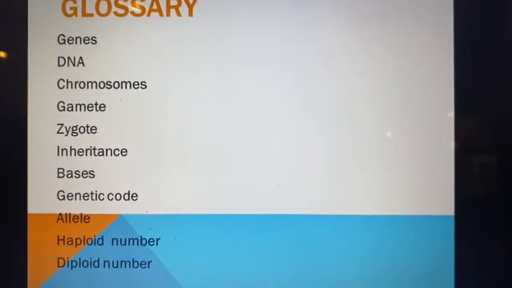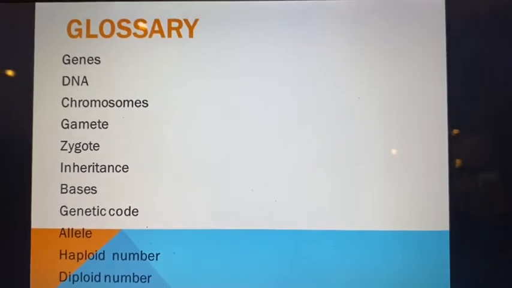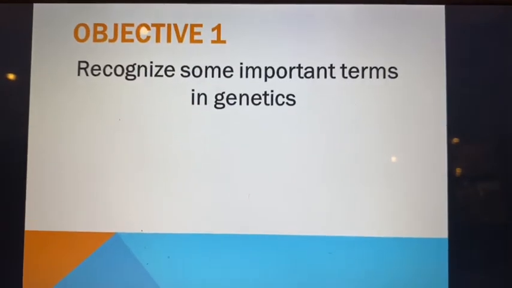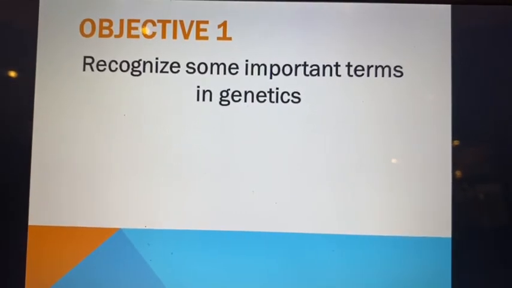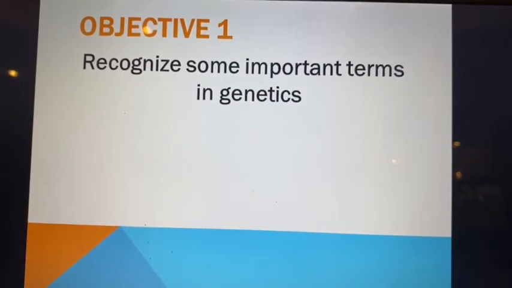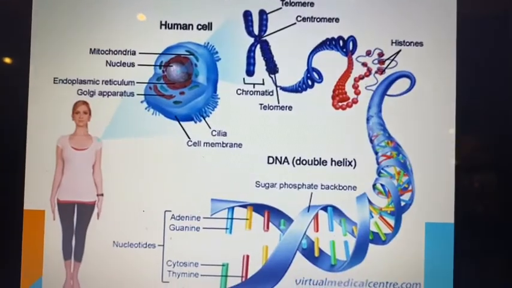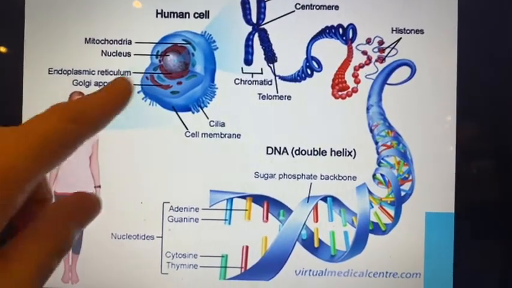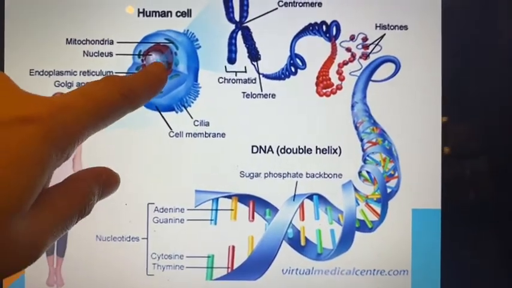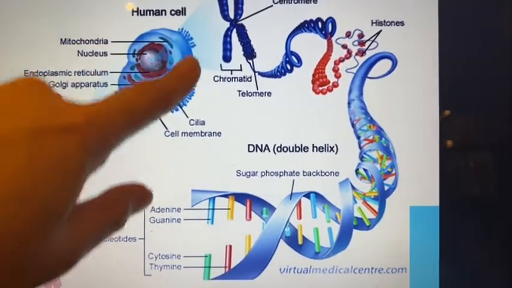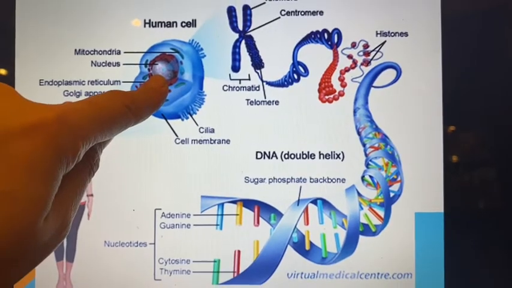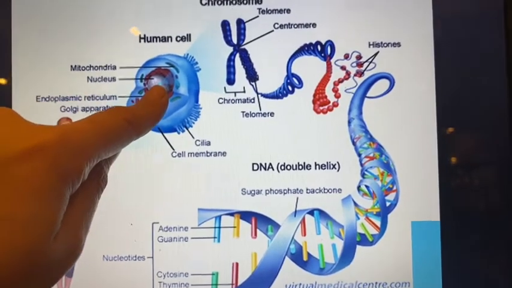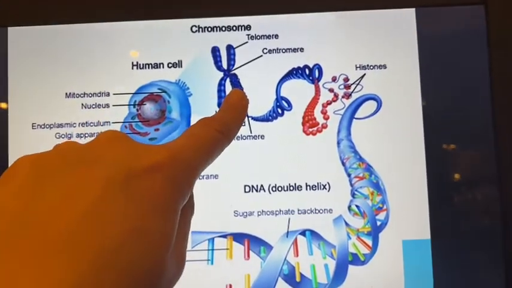I'm sure that most of the words, we studied them last year, if you can remember. Let us start with objective number 1. Recognize some important terms in genetics. You know that our cells are made up of different parts, and the control part of the cell is the nucleus. Inside the nucleus, we can find the chromosomes.